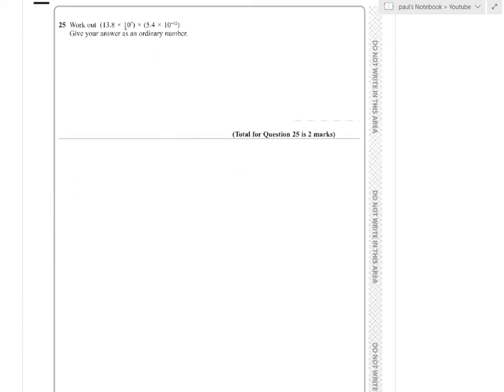Yeah. So we got 10 to the 7 and 10 to the minus 12. Okay, give your answer as an ordinary number. So 13.8 times 5.4. What's that equal? 10 to the 7 times 10 to the minus 12. That is, we're adding them. So that's 10 to the minus 5.